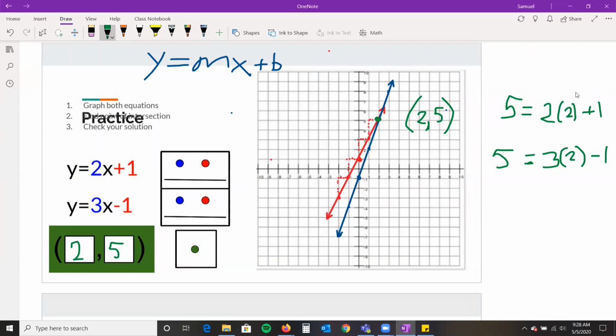So now I can solve these. Again, really easy to do. You could do this in your head even if you want. You don't have to write it out. 2 times 2 is 4, plus 1 is 5. All right, that's a true statement. 5 equals 5. 3 times 2 is 6, minus 1, 5. So 5 equals 5. Again, that's a true statement. So you know that this is your correct answer.